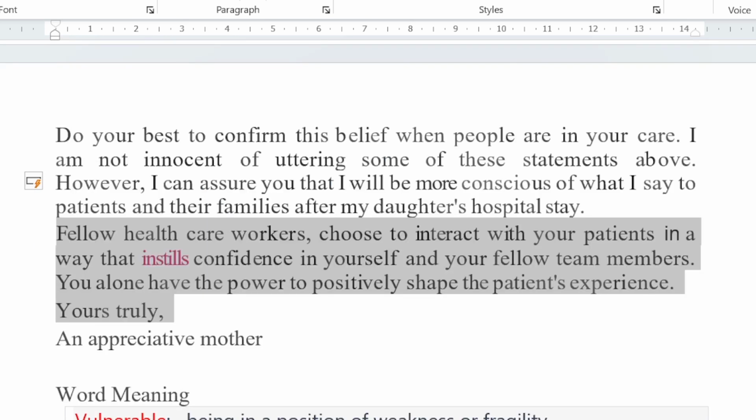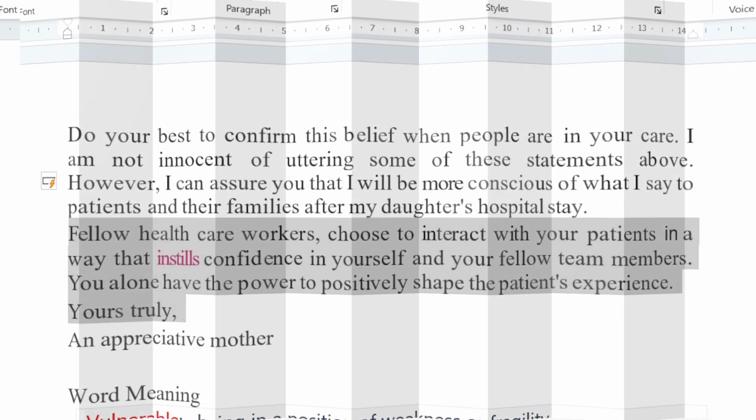So the main idea of the passage is that healthcare workers have a responsibility to treat patients with care and respect and to interact with them in a way that instills confidence and positivity both in themselves and among their fellow team members. The speaker emphasized the importance of this, acknowledging that while healthcare work is not always glamorous, it is a profession that patients rely on for the care of their loved ones in vulnerable states.